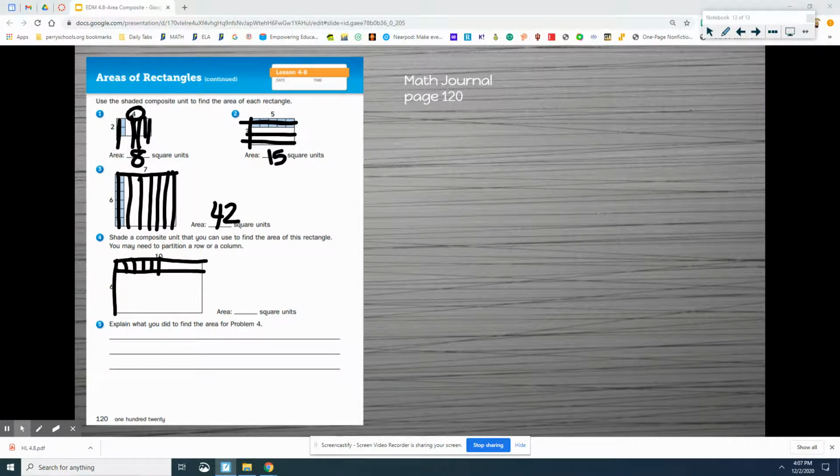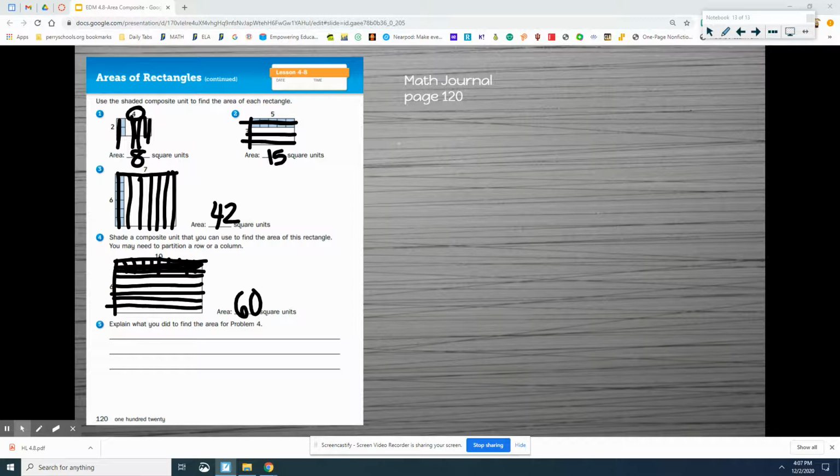So there's 5, and there's 5 more is 10. So if this side is 10, I need 6 10s. So here's 10, 20, 30, 40, 50, 60. The area of this rectangle is 60 square units.